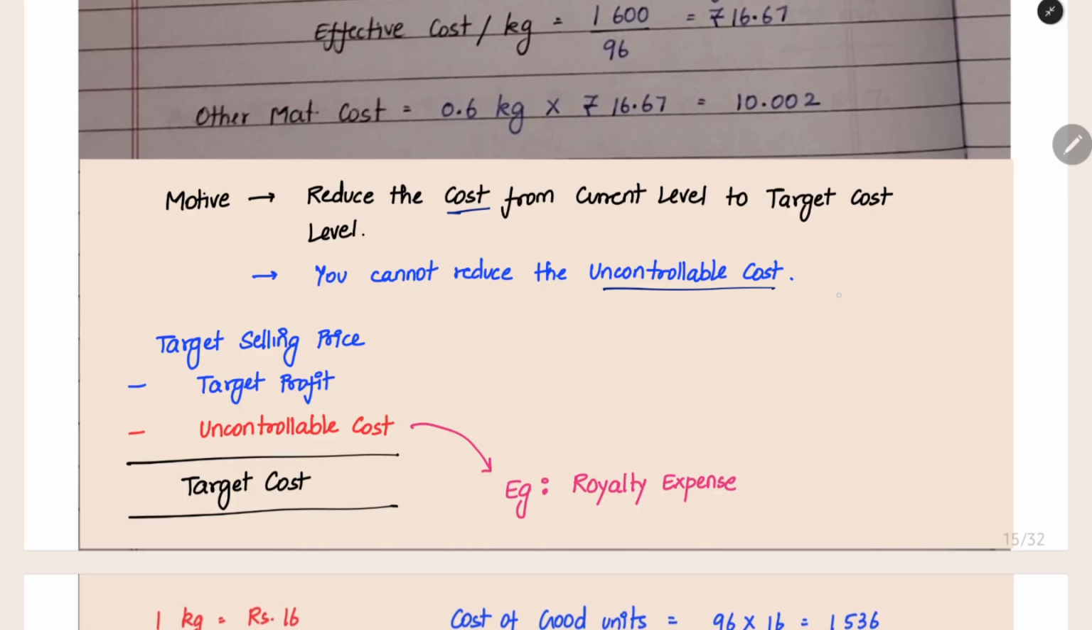For example, in that question, we had a royalty. That royalty we compulsorily have to pay to Disneyland. It is about 15%. You cannot control that cost or reduce that cost. That is an uncontrollable cost. That also you should reduce from the target selling price.